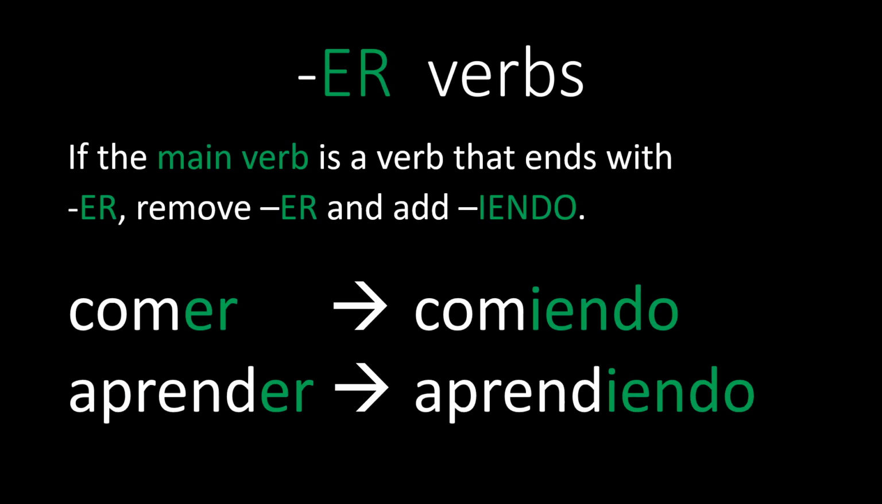While with AR verbs, you take off the AR and add ando, in Spanish ER verbs, you take off the ER and you add yendo. Comer, to eat. If you want to make that into eating, you change it by taking off the ER and adding yendo. Comiendo. Aprender, to learn. If you want learning, it's aprendiendo.